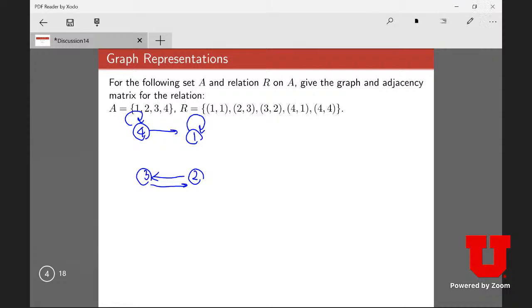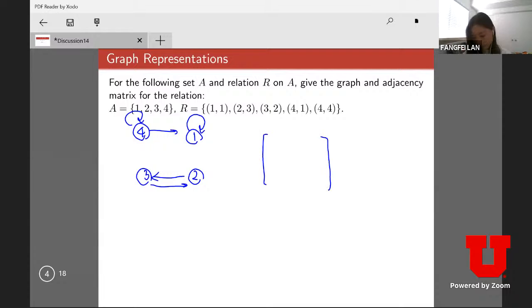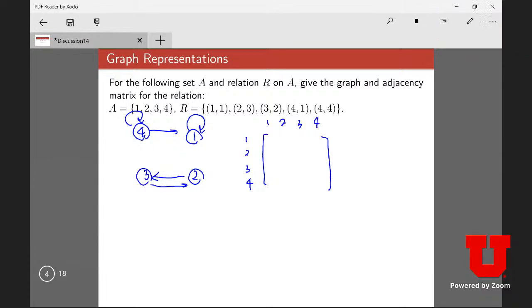4 by 4. Okay, 4 by 4. So we have 1, 2, 3, 4, 1, 2, 3, 4. What do I do now? If there's an edge between the 2 nodes, then you put a 1, and if not, a 0. Okay, great. So 1, 1.